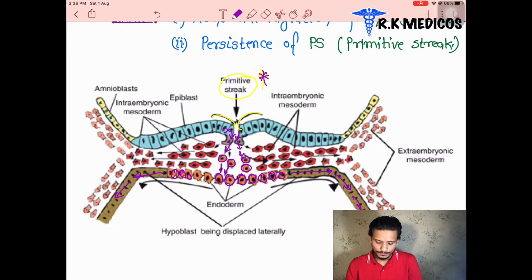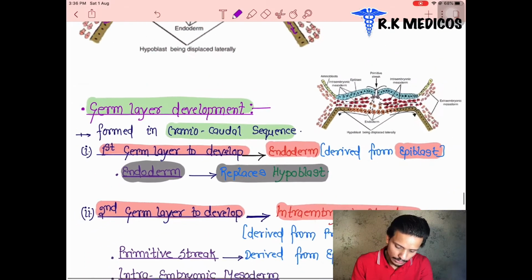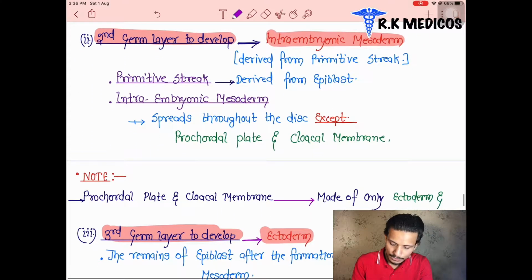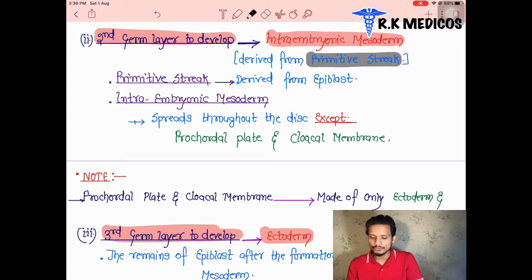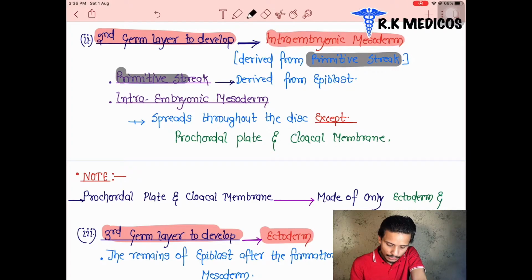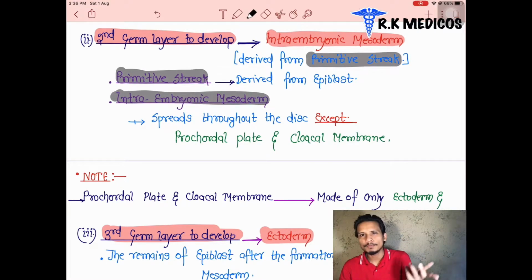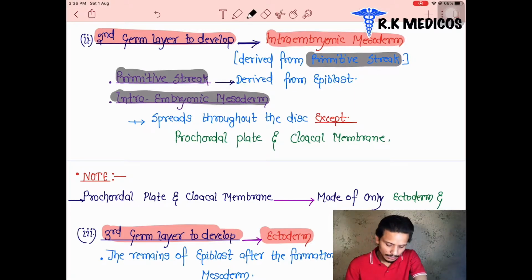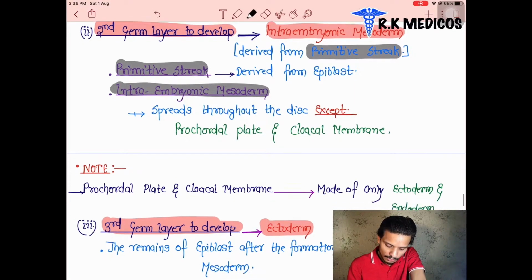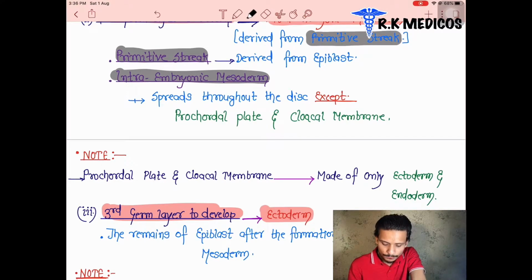Next we are going to see the second one. The second germ layer is derived from the primitive streak, and that is the intra-embryonic mesoderm. And you now know the primitive streak develops from the epiblast or hypoblast? Of course epiblast. The intra-embryonic mesoderm is present or spread throughout the disc.